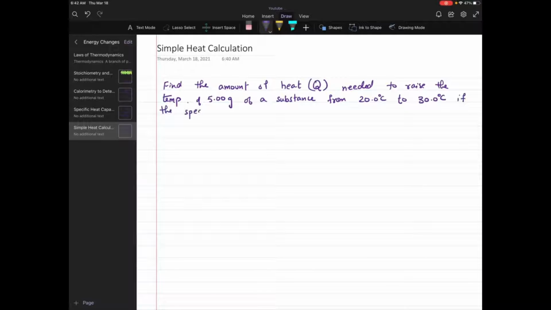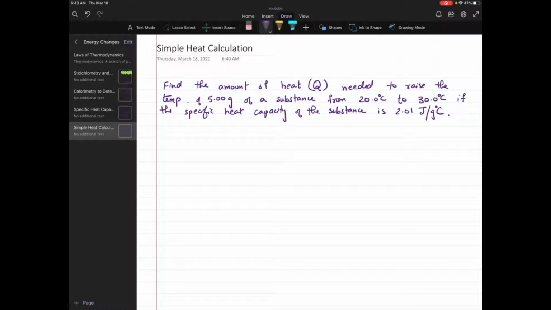the specific heat capacity of the substance is 2.01 joules per gram degrees Celsius. Yes, it's joules. That's the amount of energy per gram degrees Celsius. Okay, so that is the information that is given to us.